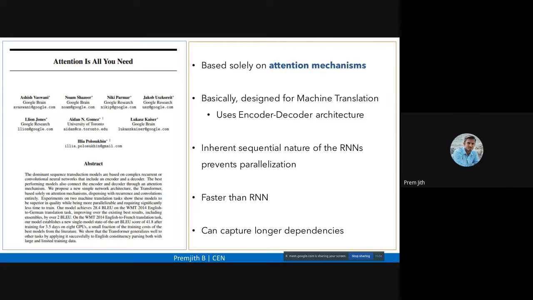In addition to that, the transformer networks can also capture long-term dependencies with the help of the attention mechanism. I'll give you one example in the coming slides, so then you will understand what I mean by dependencies among the data.